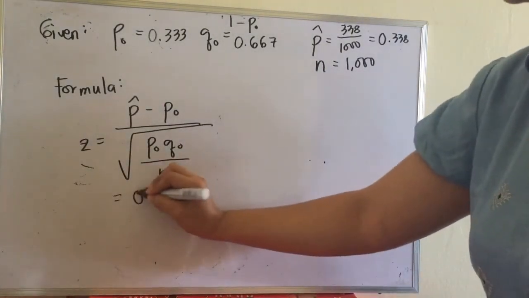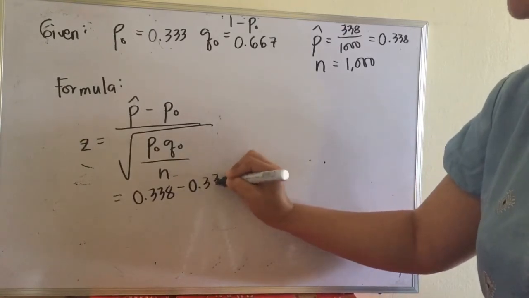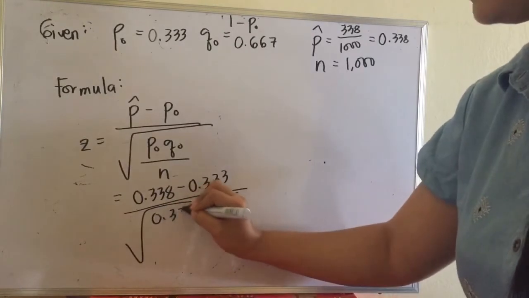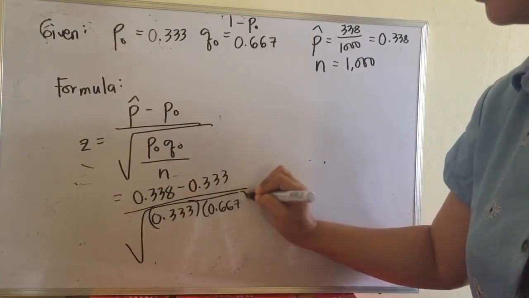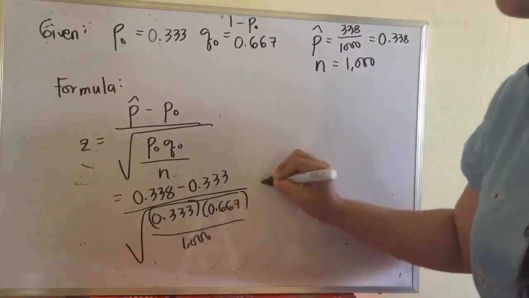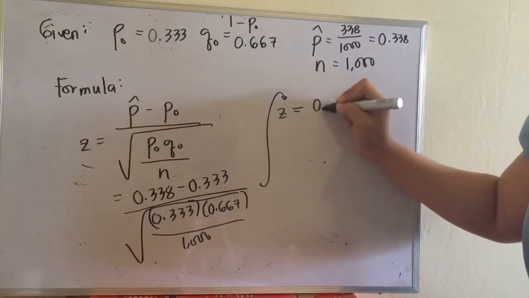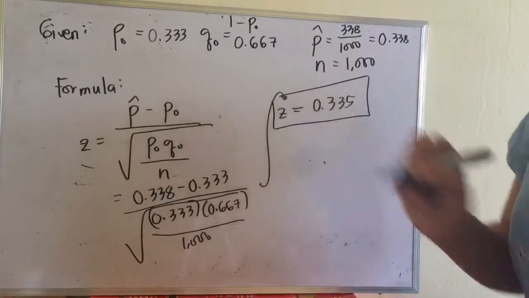Let us substitute it in the formula. We have 0.338 minus 0.333, all divided by the square root of 0.333 times 0.667, divided by 1,000. If we solve this one, we'll get a z-value of 0.335. And this is our test statistic.